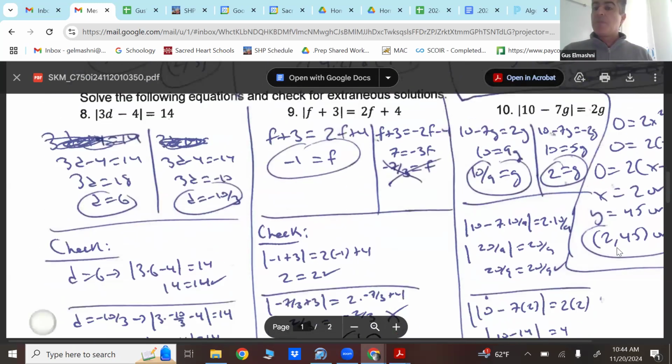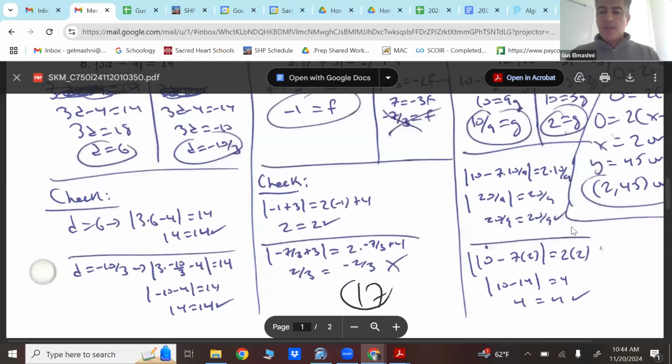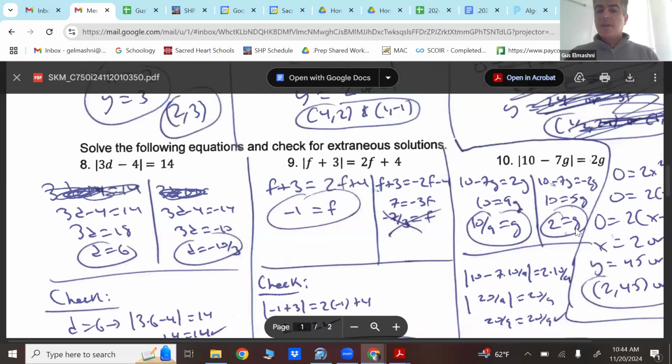And then for 10 minus 7g equals 2g, or 10 minus 7g equals negative 2g, solve each one, and actually both work out. Both are fine. Graphically speaking, why does one fail?